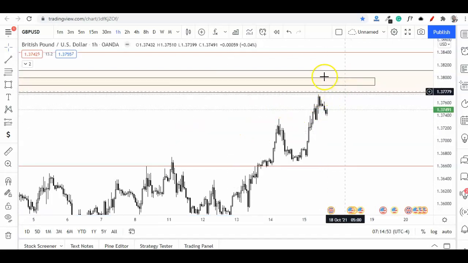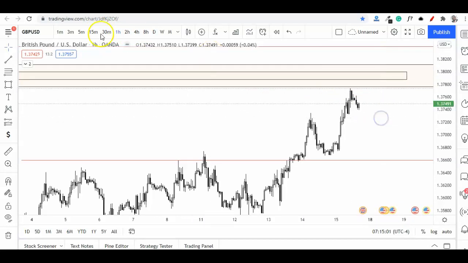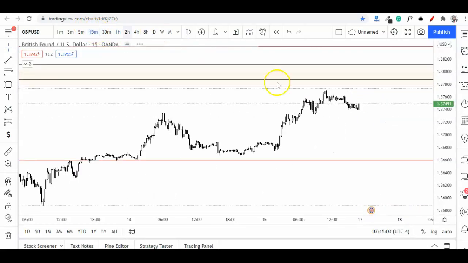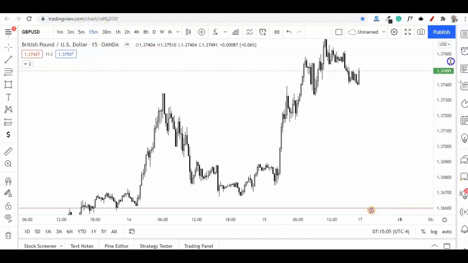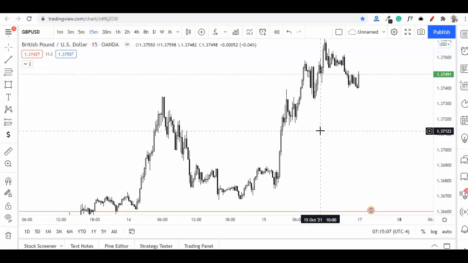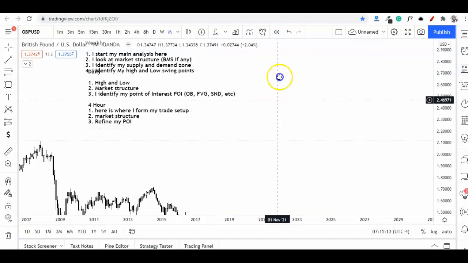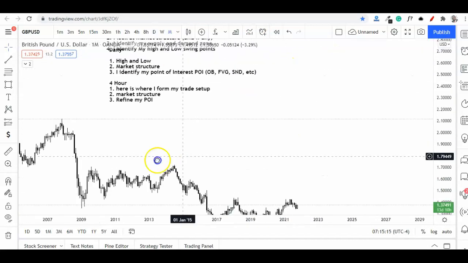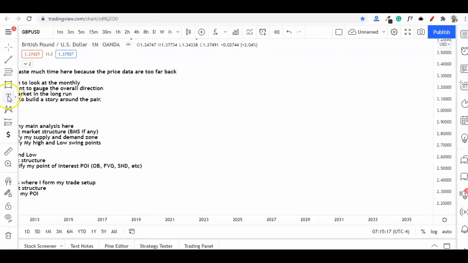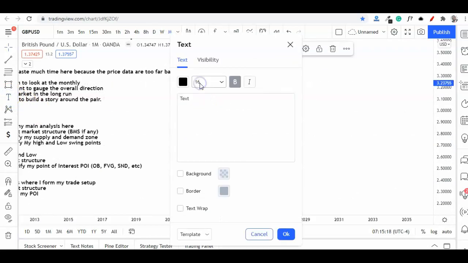Okay, and I'm waiting for price to touch this 4-hour order block. Now when price touches the 4-hour order block, I'll then go for my 15 minutes. Now what do I do in the lower time frame? In the lower time frame, like 15 minutes, this is what I do.